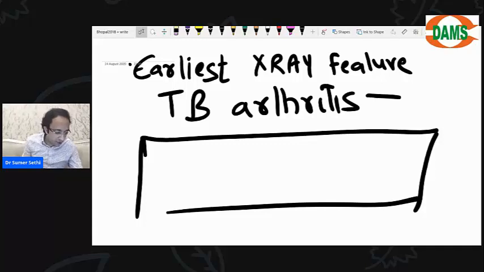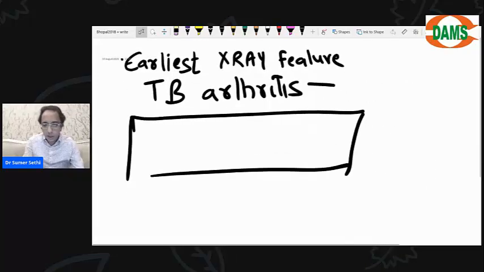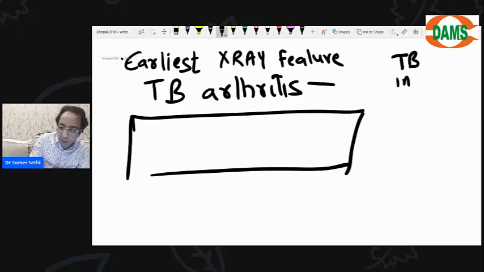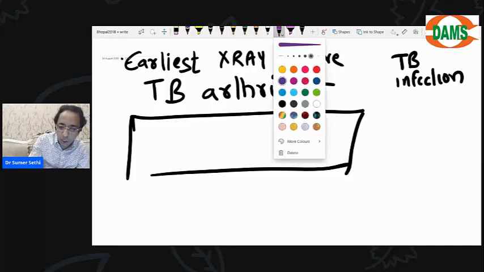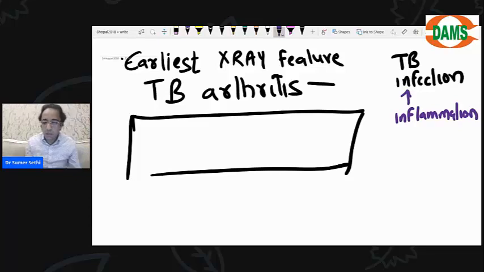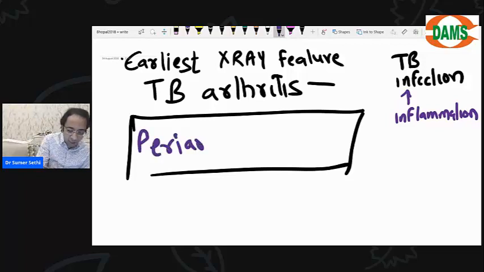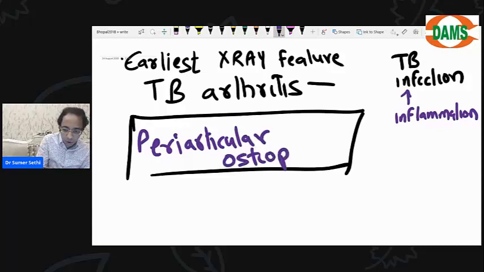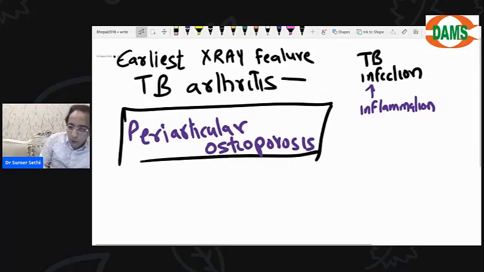Now, if I take you back, TB is an infection. It's an enemy. And any enemy, when it attacks our body, launches a defense against the enemy, which is called inflammation. So TB will have inflammation around the joint because it's an infection. So that is why the first X-ray finding will be periarticular osteoporosis. Are you able to understand?